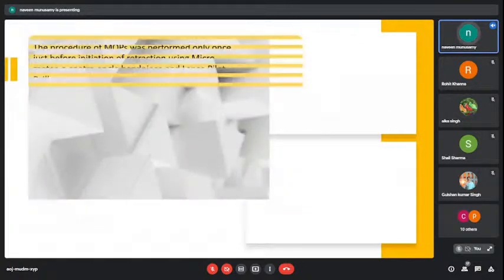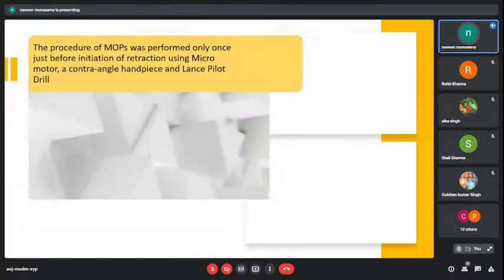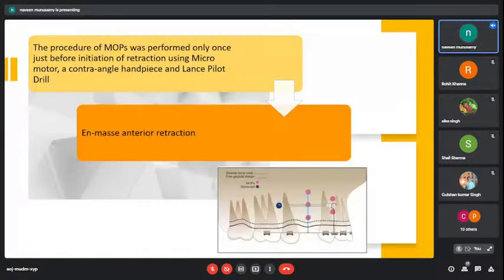Since we were doing an en masse movement, we thought that 3 microosteoperforations would not be sufficient, and that's why we increased the number to 5. There were 3 microosteoperforations on the extraction side, and we did 2 additional microosteoperforations in between the lateral incisors and canine, so that we can have an enhanced expression of the biomarkers of inflammation.